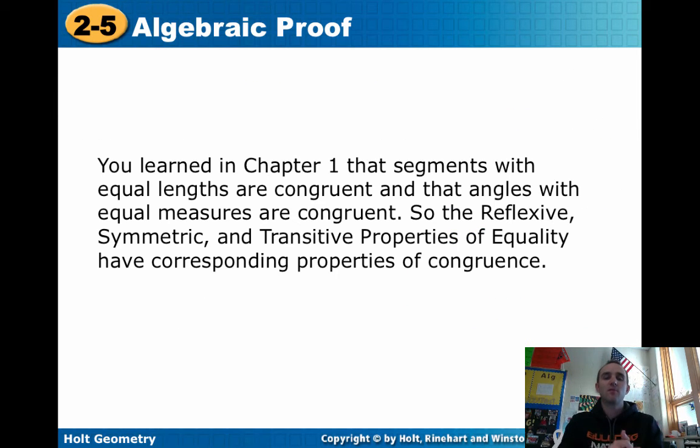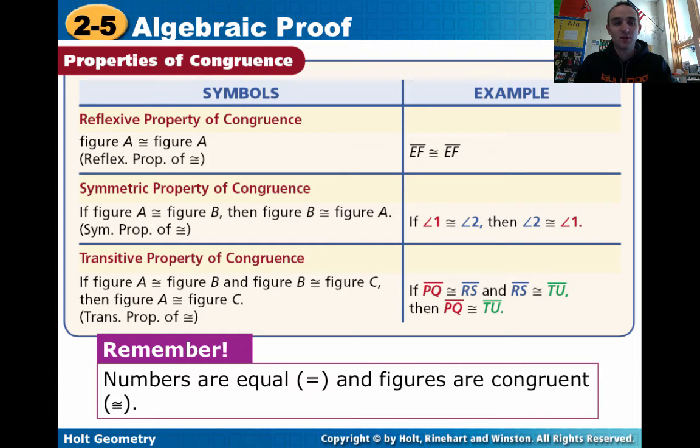Okay, so we've talked about before that segments with equal lengths are congruent, and angles with equal measures are congruent. So the reflexive, symmetric, and transitive properties of equality also have properties of congruence. We look at that, we have the same three, R, S, T, 1, 2, 3. Only now instead of an equal sign, we're seeing a congruent sign. So that's the only difference. It's the same exact thing, but we're using congruence.